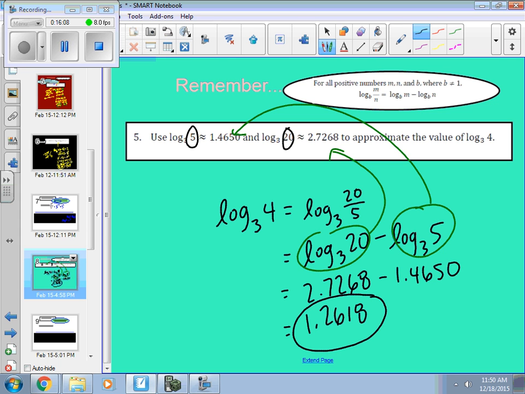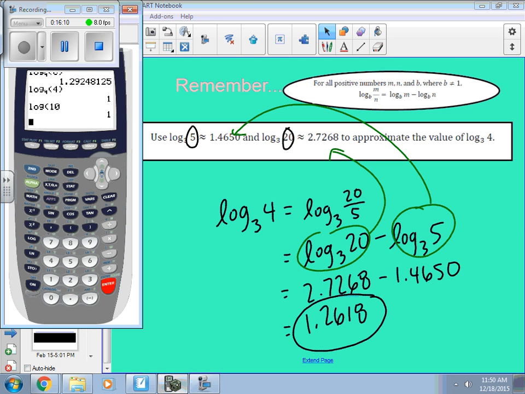If you're not sure, like say you do have a calculator and they have one of these, you could definitely check it if you're able to do that. So find that math button, go to the log base, type in log base 3 of 4, and it should give us the same thing if we did it right. Yep, looks like the same number as what we got.